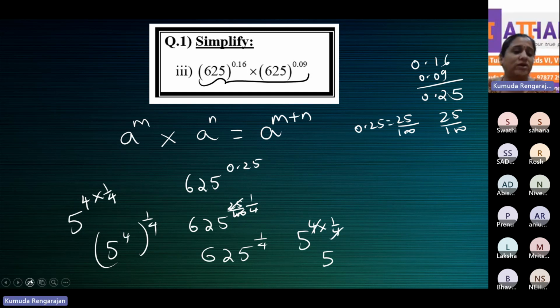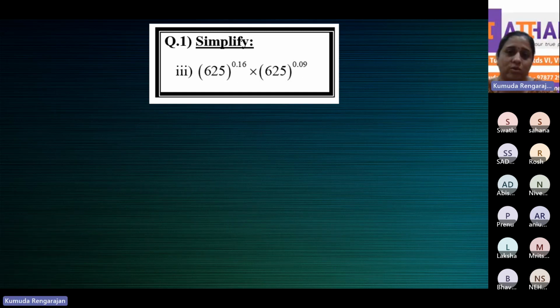Now, supposing I ask you what is the time now? And you say the time is 625 to the power 0.16 into 625 to the power 0.09, PM. I don't understand the time. So when I simplify, I get 5. Oh, the time is 5 PM. That's what you meant by saying this. So the value of this expression is 5.